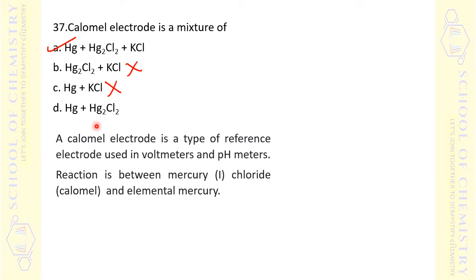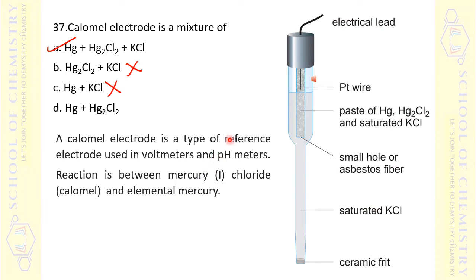So Calomel electrode is a reference electrode used in voltmeters as well as in pH meters. The main reaction here is between mercury and mercury chloride, mercury 1 chloride or mercurous chloride, right? So this is the historical depiction. Here you can see a paste of mercury, mercurous chloride, and saturated KCl, that will be there in Calomel electrode.